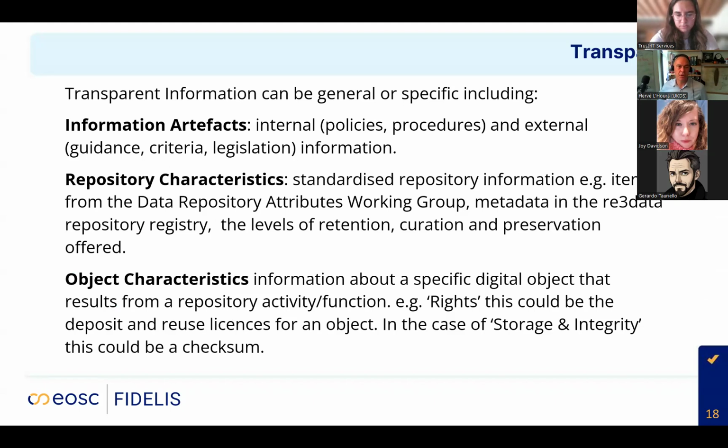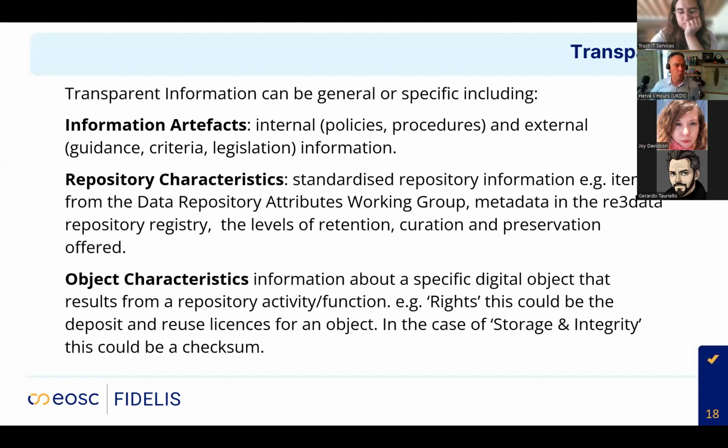But generally, this is going to break down into information artifacts, which might be internal, like policies and procedures, or external references like guidance, criteria, and legislation. Or it might be more specific repository characteristics. So the standardized repository information from the Data Repository Attributes Working Group, they released the DRAW criteria, or metadata in a re3data repository registry. Or the levels of retention and curation themselves might be included in that.